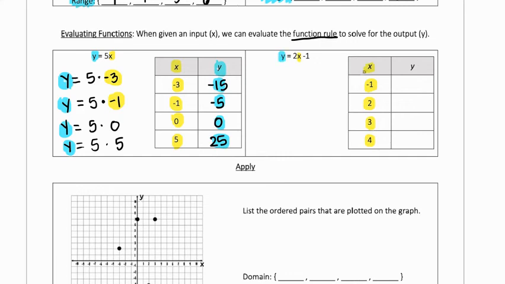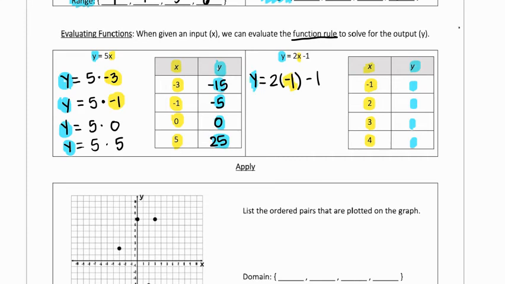That's going to get us y, since y is equal to this whole thing. So we're going to do the same process, but notice there's an additional step that we didn't have last time. This time our function rule says that y comes from doing 2 times x and then -1. So I need to do 2 times -1 in the first one, and then I'm going to subtract 1 since that's part of my function rule. So y equals 2 times -1, which was our x, minus 1.